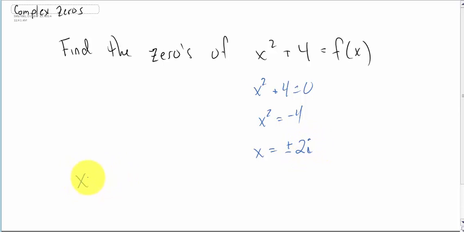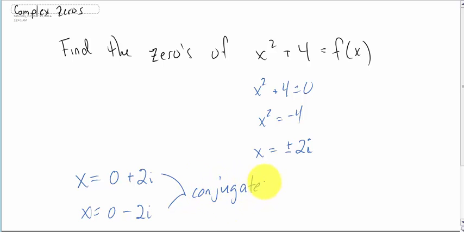And what this really is, if we think about it as a complex number, we have 0 plus 2i, or x equals 0 minus 2i. And what do we call these two things? We call them conjugates. Complex zeros for a polynomial will always come in conjugate pairs like this. And we're going to use that in the next example.